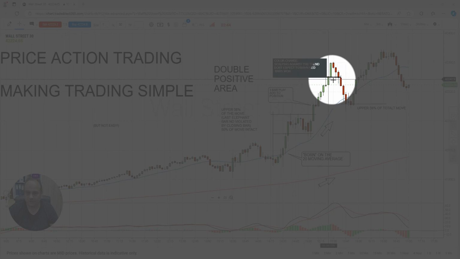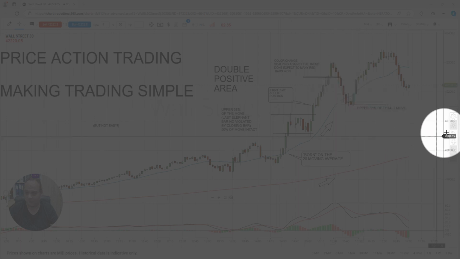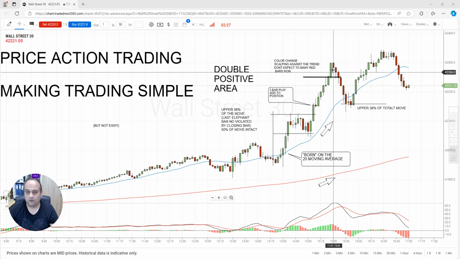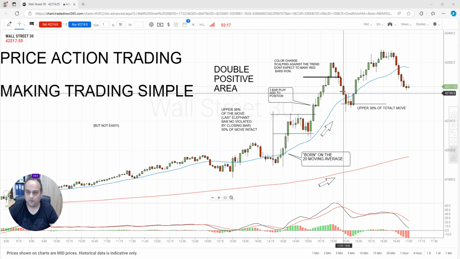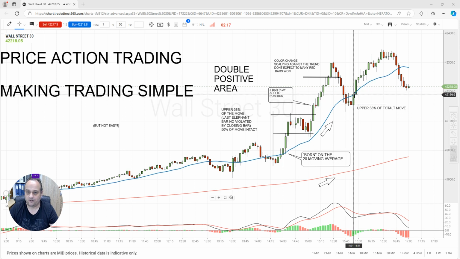You can see here where the black line is. This is where the color changes from green to red, and that means that the red team is now in control. So you can expect a couple of bars here because, as I said, you're scalping against the direction. And what you should expect is at least some kind of bounce from the moving average, the 20 moving average. You can see price just rounds around here and goes up, and then makes the color change.